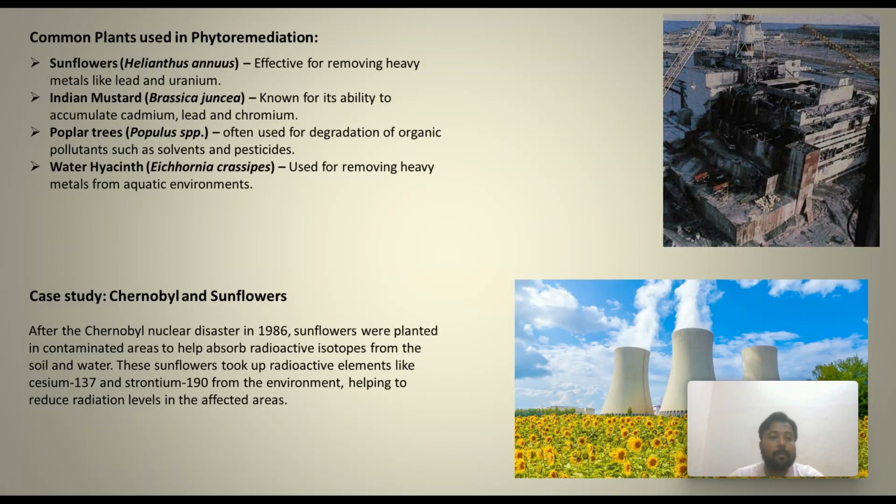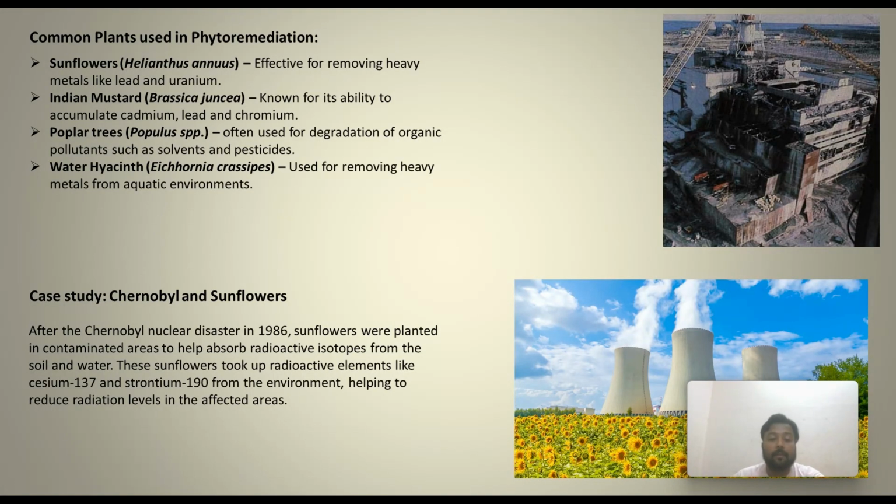Next, common plants that are used for phytoremediation are sunflowers, which are effective for removing heavy metals like cadmium, uranium, and lead. Indian mustard, that is Brassica juncea, known for its ability to accumulate cadmium, lead, and chromium. Now, poplar trees, that is Populus species, are often used for degradation of organic pollutants such as solvents and pesticides. Water hyacinth, that is Eichhornia crassipes, also known as terror of Bengal, is used for removing heavy metals from the aquatic environment.